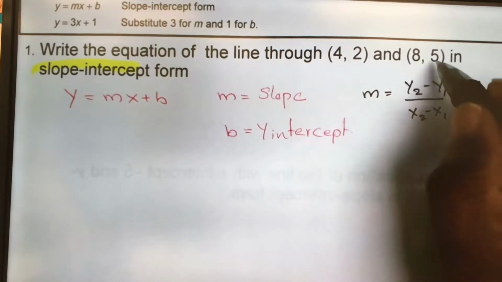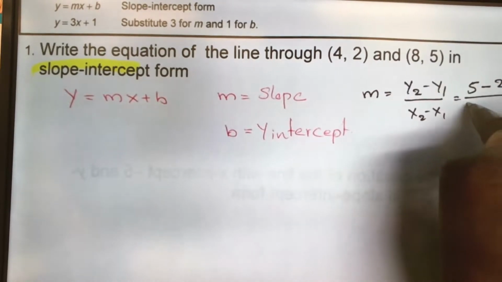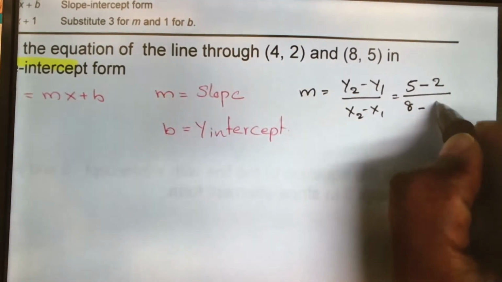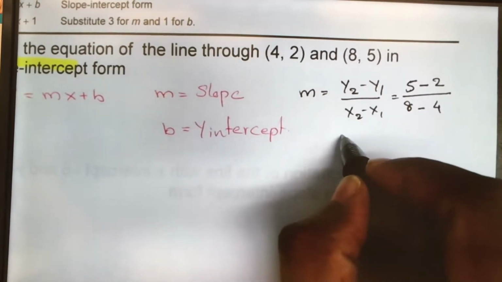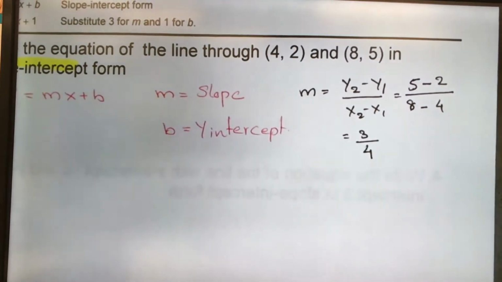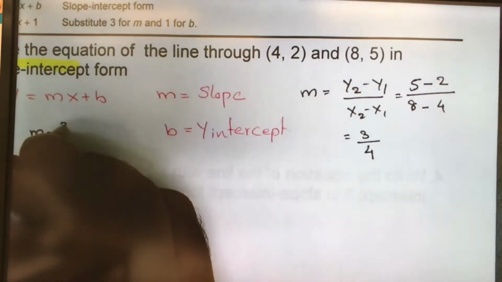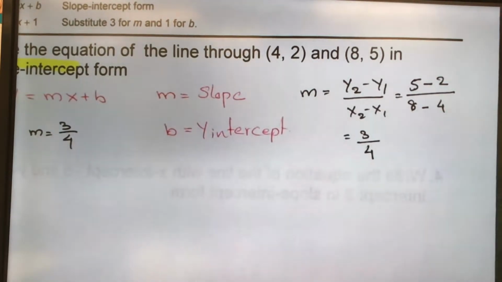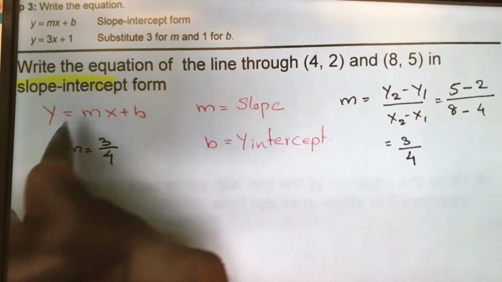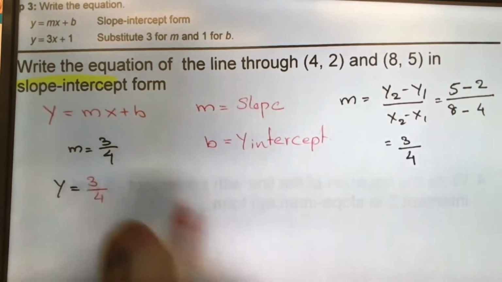So y2 is 5 minus y1 is 2 over x2 is 8 minus x1 is 4. So 5 minus 2 is 3 over 8 minus 4 is 4. So the slope of that line m is 3 over 4. I got the slope m is equal to 3 over 4. So now I am missing the y-intercept b. So I know slope is 3 over 4. So plug in that 3 over 4 here. So y is equal to 3 over 4 x plus b.